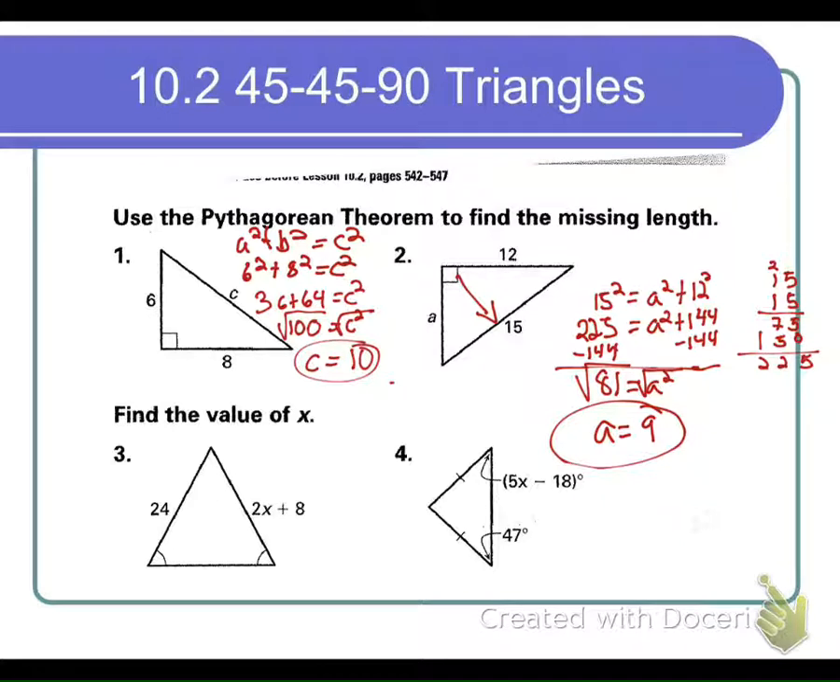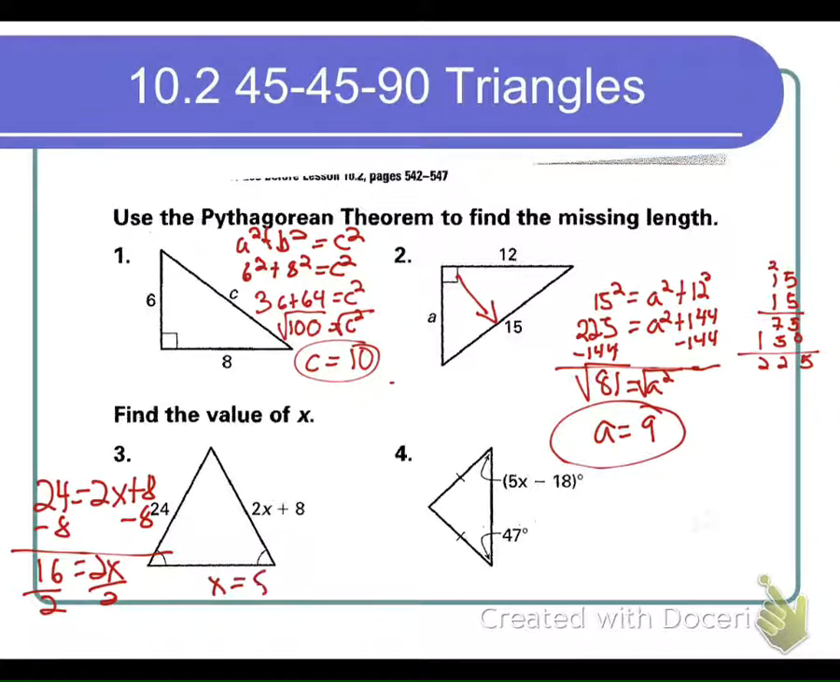Okay, now we have isosceles triangles. We see we have two angles that are congruent. The sides opposite of congruent angles are congruent. So we can set 24 equal to 2x plus 8. So 24 equals 2x plus 8. Combine my like terms, which are my constants. So I'm going to subtract 8. When I subtract 8, 24 minus 8, 16 equals 2x. Divide by 2.